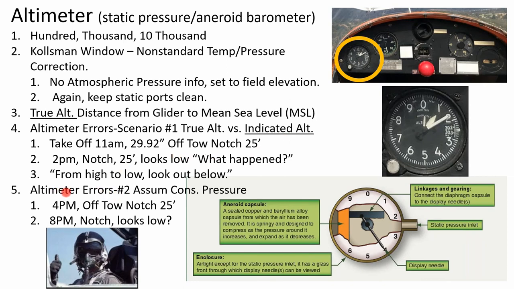So then our second one here, altimeter, let's assume constant pressure. It's a nice hot July. You take off at 4 p.m. You get off the notch again, 2,500 feet. You come back at 8 p.m. You're indicating 2,500 feet again, but you're lower. What happened? Assuming constant pressure. Temperature. It cooled off. Okay, so the density went down.